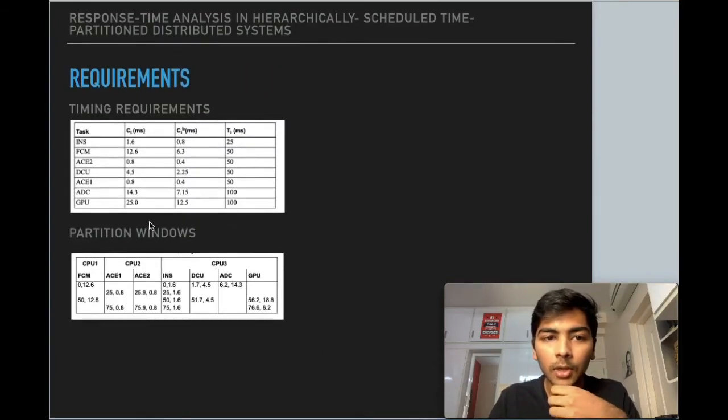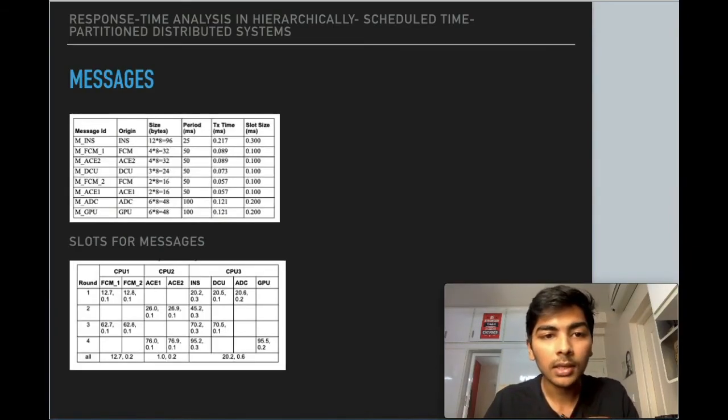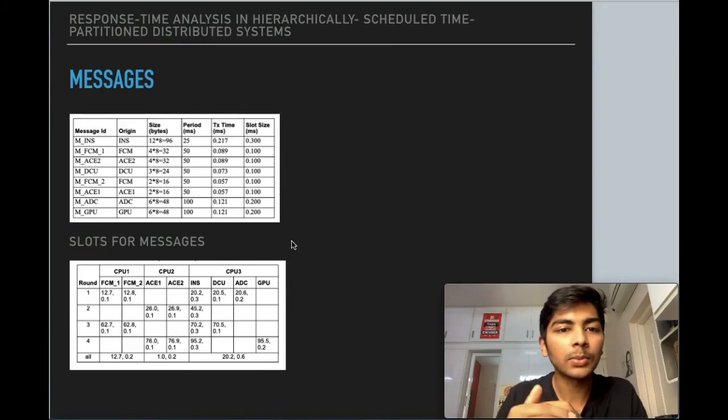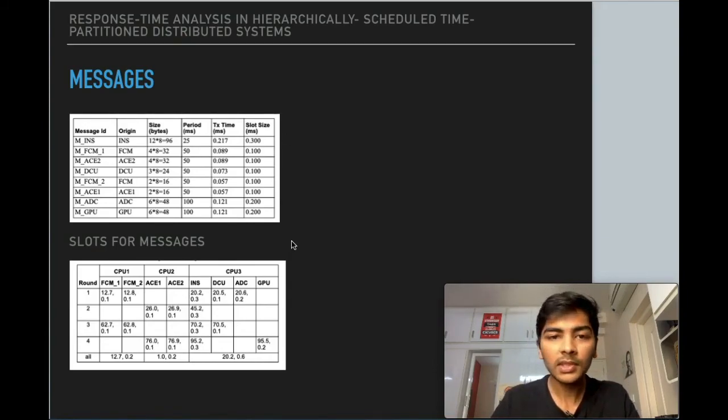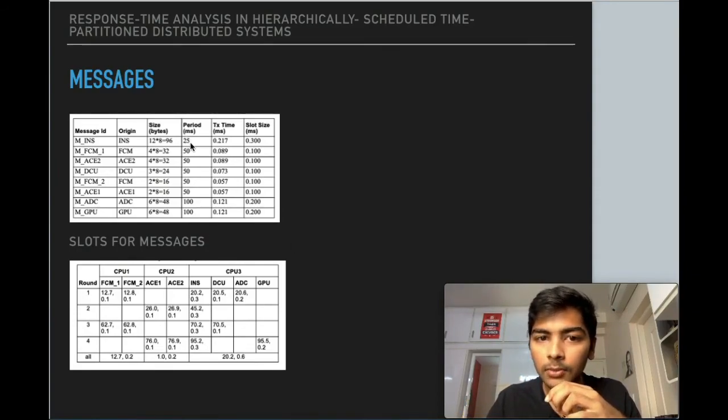Coming back to the timing requirements, these are the timing requirements, and these are the particular partition windows that were used in this paper. Each task has a message ID, and the messages have origins and sizes in bytes and so on. The greatest common divisor of the periods defines the maximum TDMA round that we need to use, since each node is allowed to send only one slot in each round. The least common multiple, the LCM, defines the cluster cycle. In this case we have a cycle of 100 milliseconds and a TDMA round of 25 milliseconds, because the maximum LCM is 100 and the TDMA round will be 25.